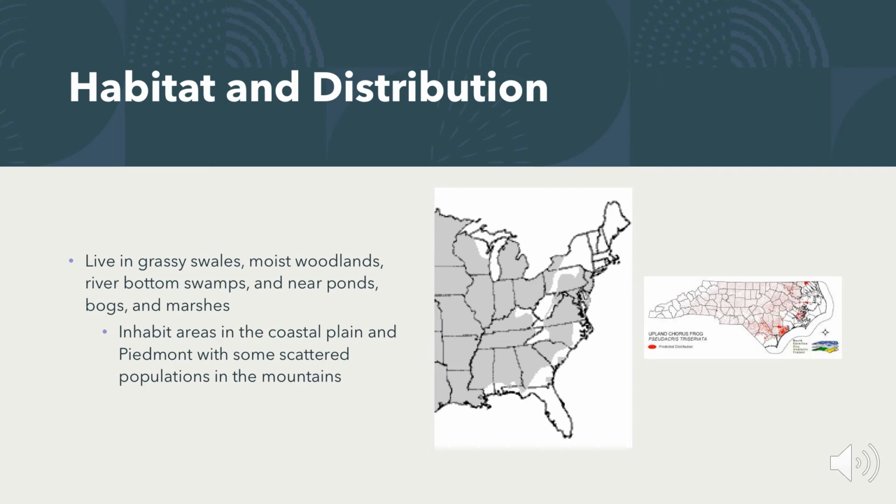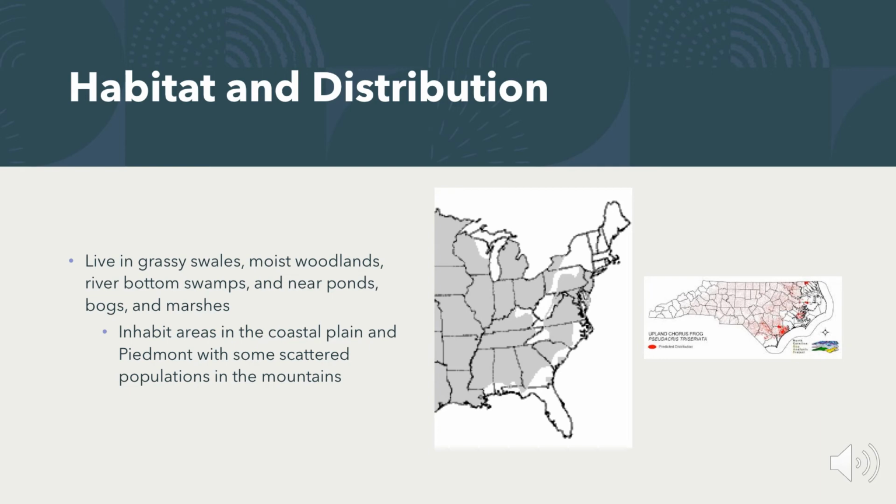The habitat and the distribution of the upland chorus frog: they like to live in grassy areas, moist woodlands, river bottom swamps, and they oftentimes live near ponds, bogs, and marshes. And they like to take shelter under leaf litter, small logs, or tree bark that are found on the ground, or even in small animal burrows when the animals are out during the day.